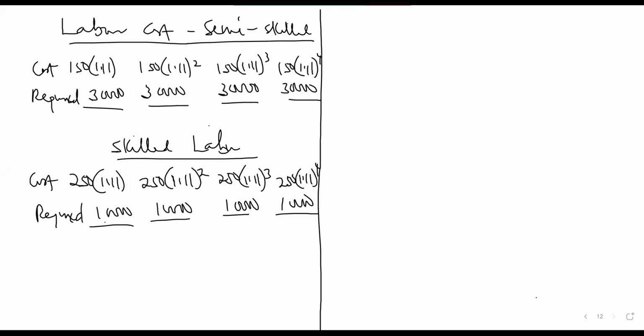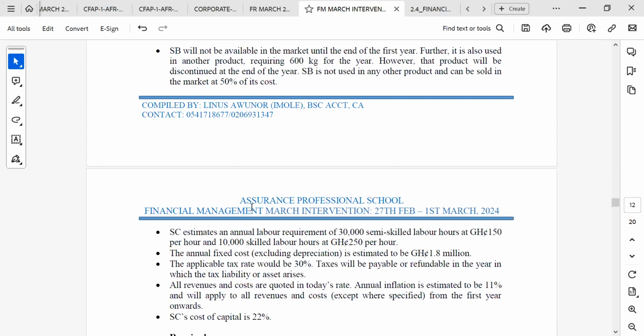Then let's come to the fixed cost. The annual fixed cost, excluding depreciation, is estimated to be 1.8 million. Mostly you'll be doing the calculation for the tax benefits and adding it. So whenever the question says that depreciation is included, you have to calculate the depreciation the normal way the company would and take it from the fixed cost, because we want to use the tax benefit approach.